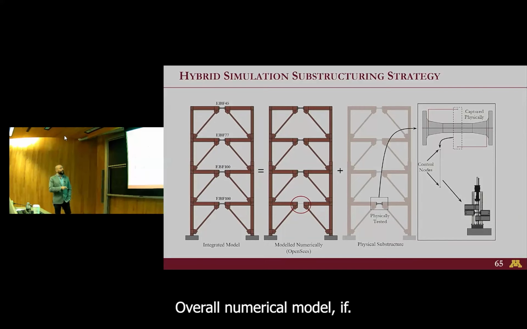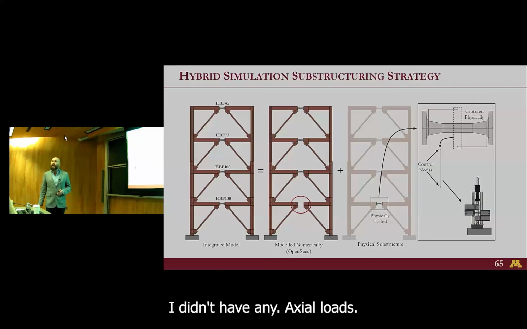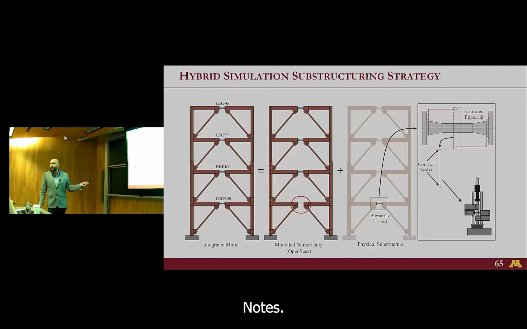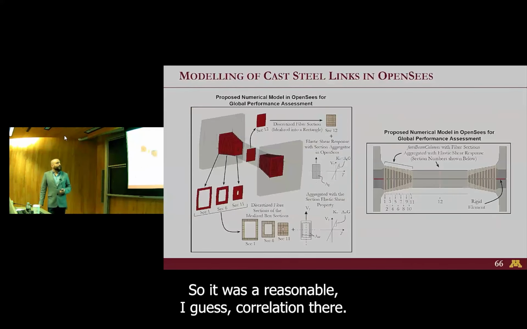This is my overall numerical model, if you will. And everything was modeled numerically in OpenSees, except for the first floor link, which was tested in my component test setup. And why I did that, because in my component test setup, I didn't have any axial loads. And in the link here, I didn't have any axial loads. So it was a reasonable correlation there.